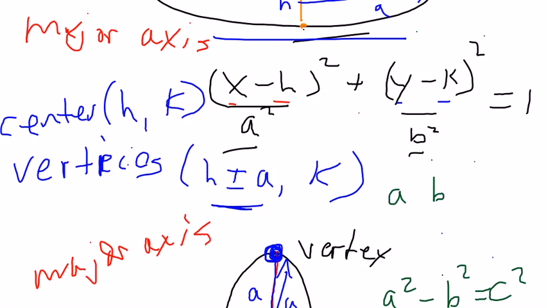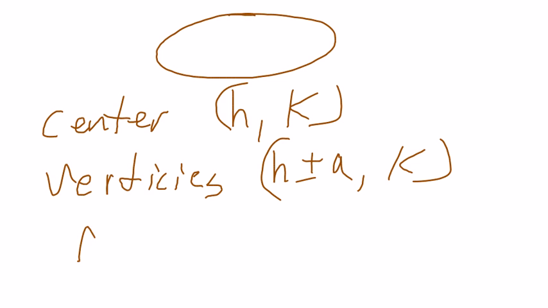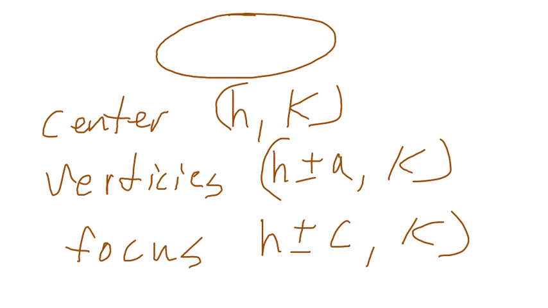I'm going to make my notes a little better here. Okay, when we're oriented this way: center h, k. Vertices h plus or minus a, k. Focus h plus or minus c, k. So here's my center, h, k. Focus would be right here. Vertex right here. Focus right here. Vertex right here. Okay?